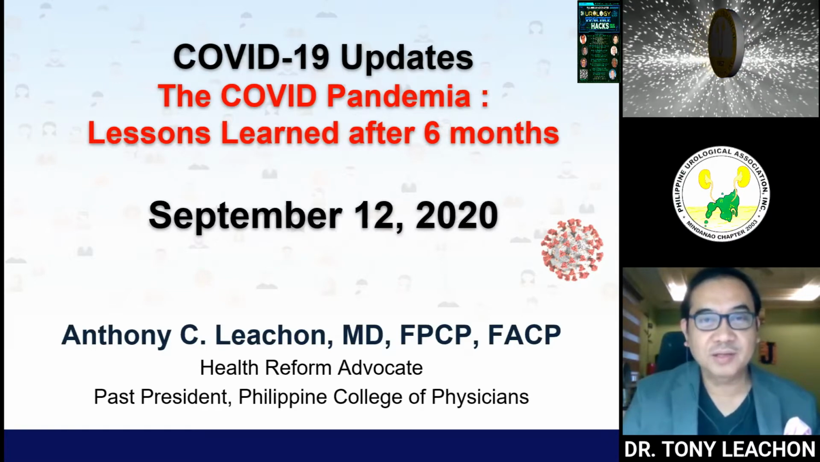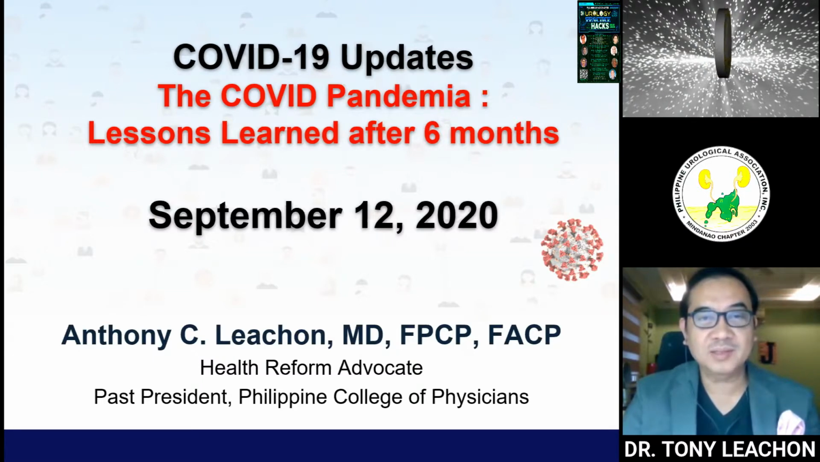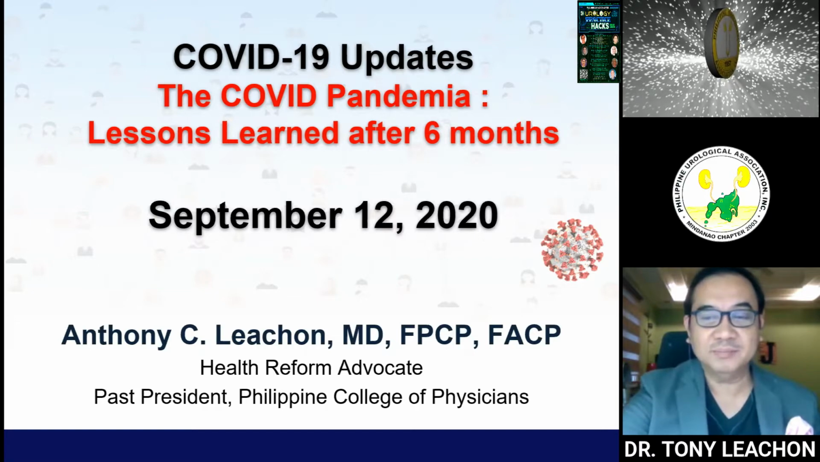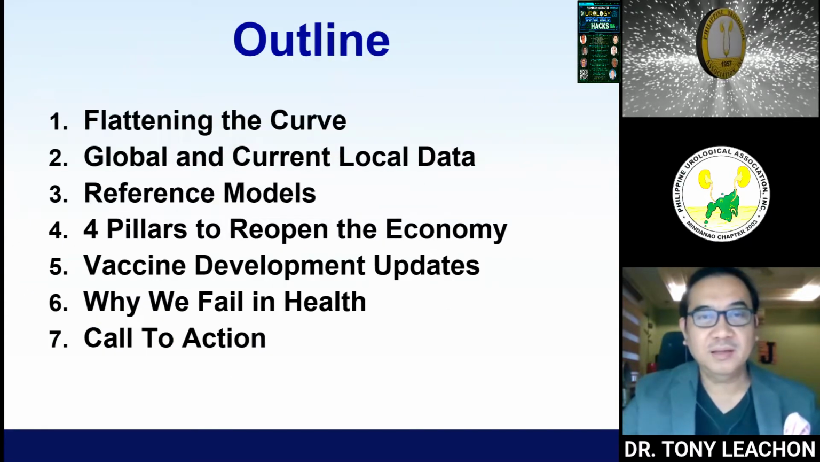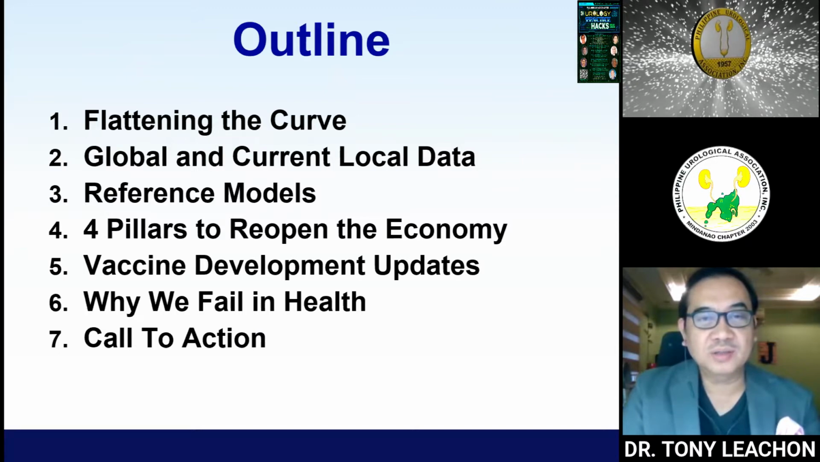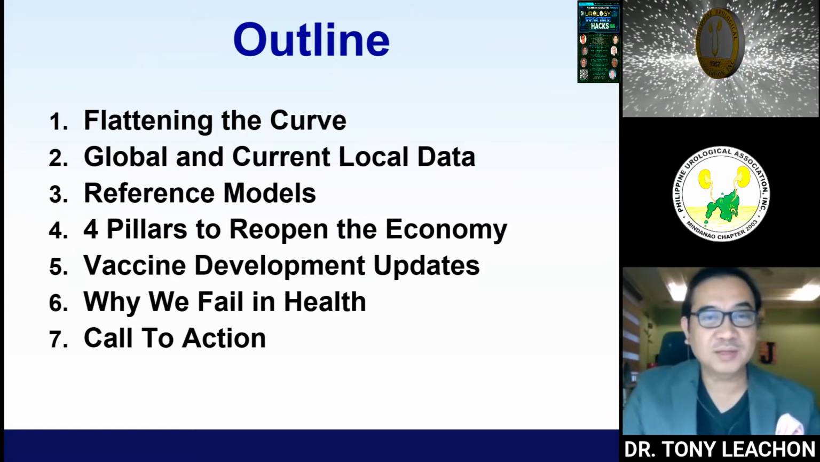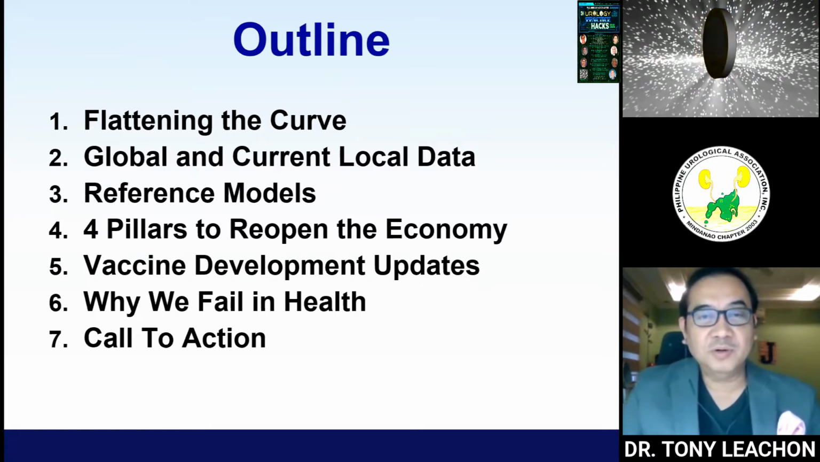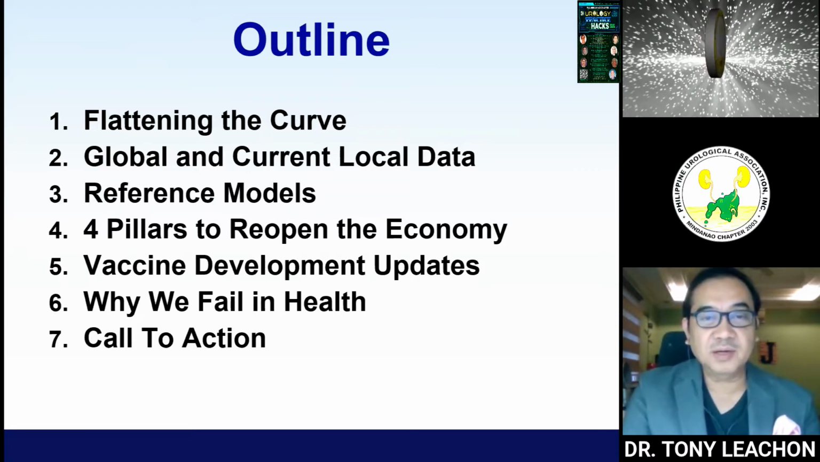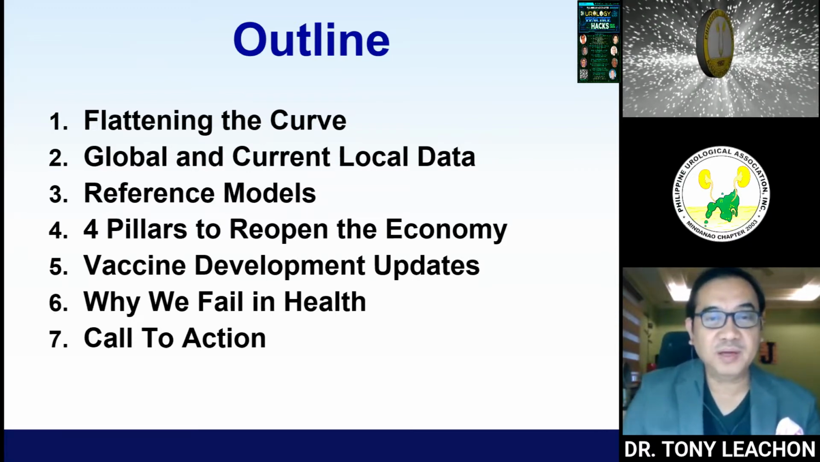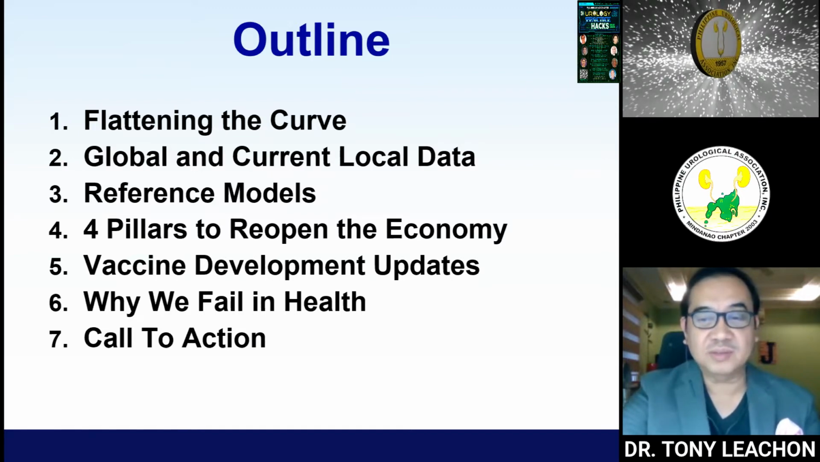And my task for today is to discuss to you the COVID epidemic and what lessons have we learned after 6 months. I'd like to begin the discussion on the definition of flattening the curve. What are the global and current local data that we have? What reference models have we used? And what are the four pillars to reopen the economy? Are the vaccines the silver lining? And why do we fail in health and other initiatives?